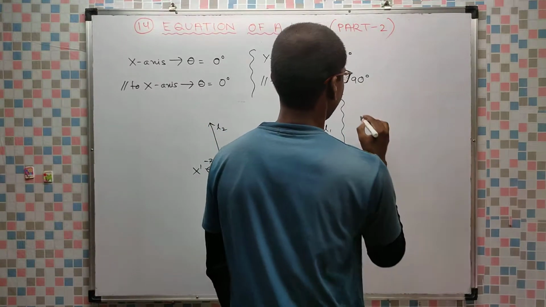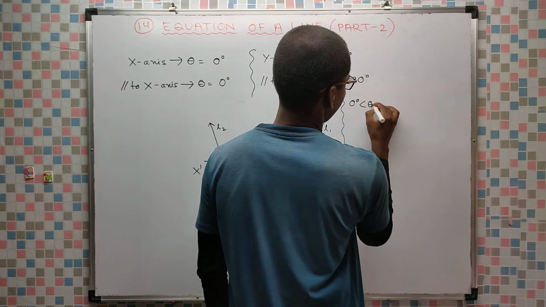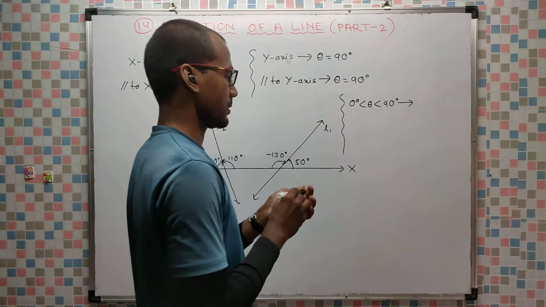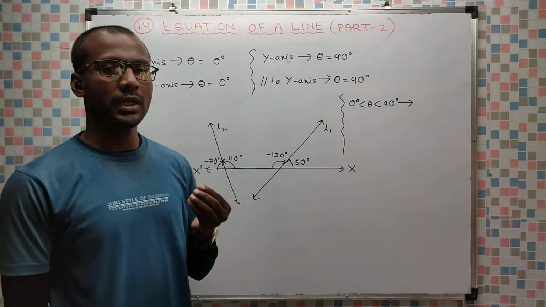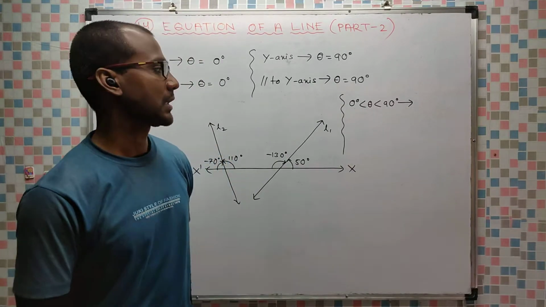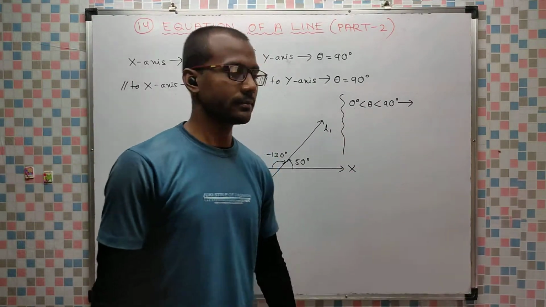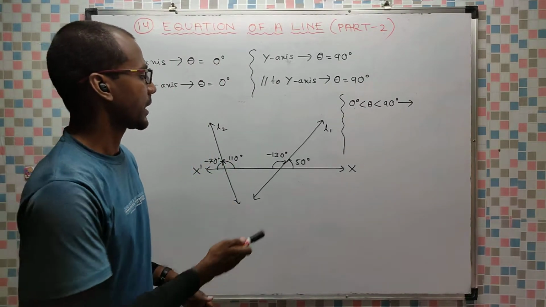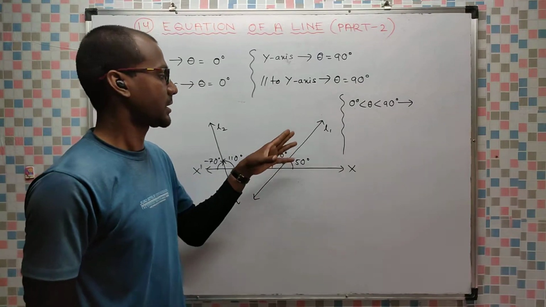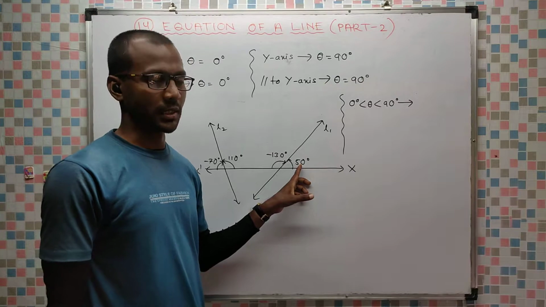So theta can be in between 0 and 90. Okay, means angle of inclination is acute. In between 0 and 90 means acute. Now, if we have the angle of inclination in between 0 and 90 degree, then we can have such a line. See, this is an example. Means this is a line whose angle of inclination theta is 50 degree.